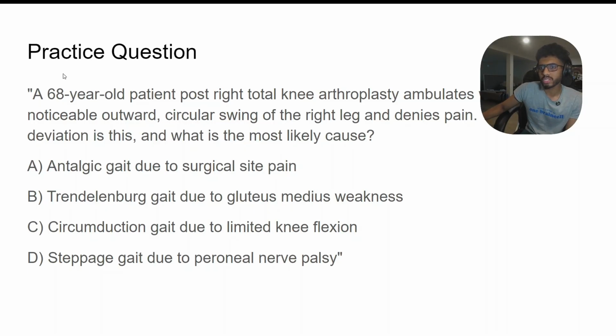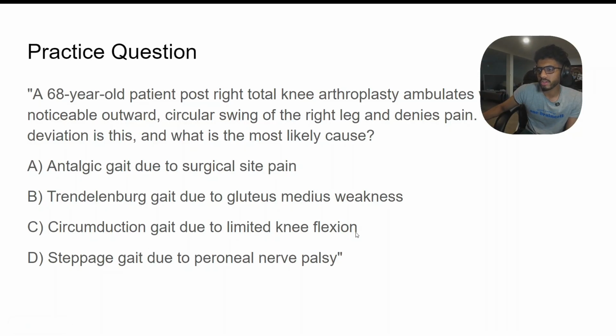So we have an age here. The patient is 68 years old and has a right knee arthroplasty, with a noticeable outward circular swing. So they are doing a circumduction of the right leg and there's no pain. What gait deviation is this? What is the most likely cause? Since there's no pain, you can already remove antalgic gait due to surgical site pain. Trendelenburg due to glute medius weakness: there is no hip drop happening, so you can remove that also.